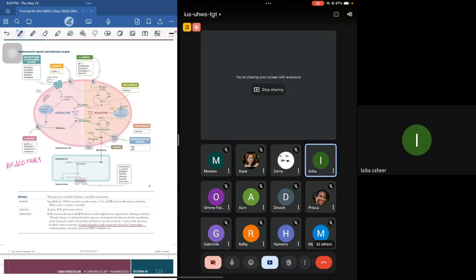Nitroglycerin reduces the oxygen demand of the heart, right? It has no effect on the oxygen supply of the heart, right? So if they give you a question, and this is a question that is going to come into the UWorld a lot, right?